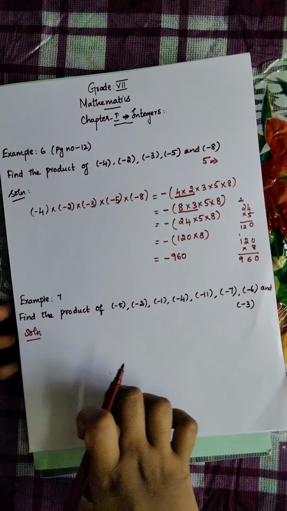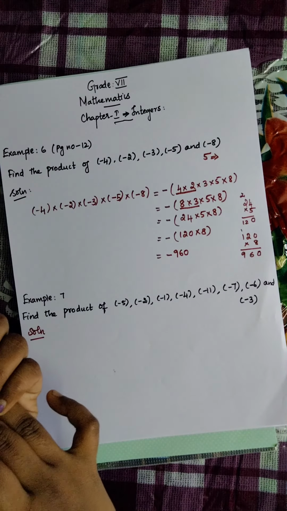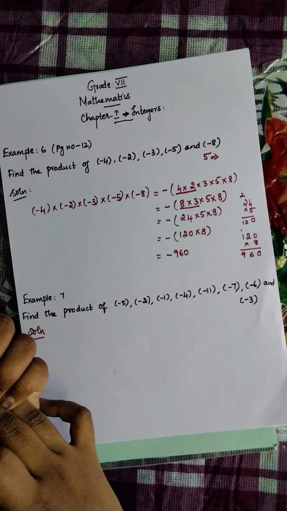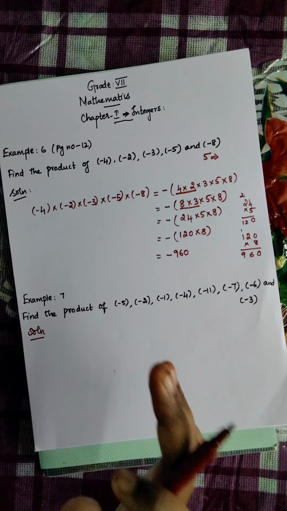Okay students, next sum, example 7. Find the product of minus 5, minus 2, minus 1, 4, minus 11, minus 7, minus 6 and minus 3. Here also more numbers are there. How will you multiply?